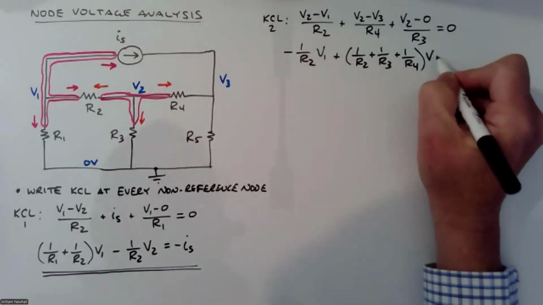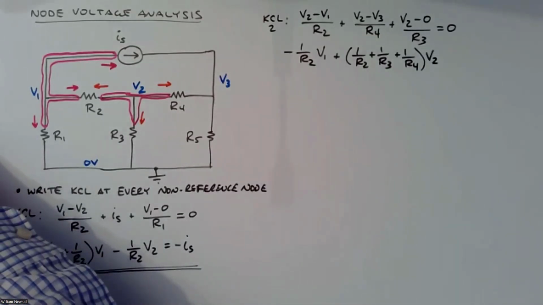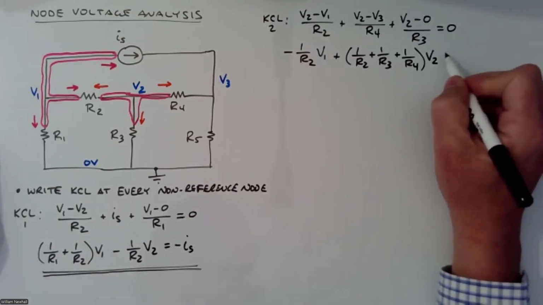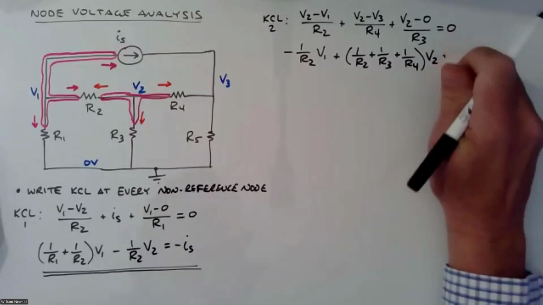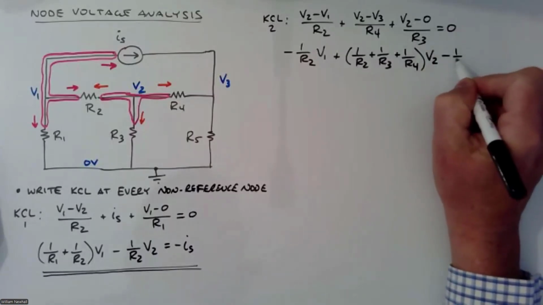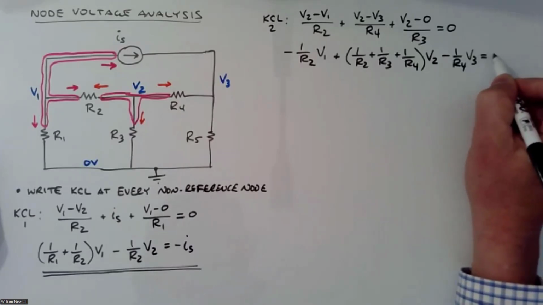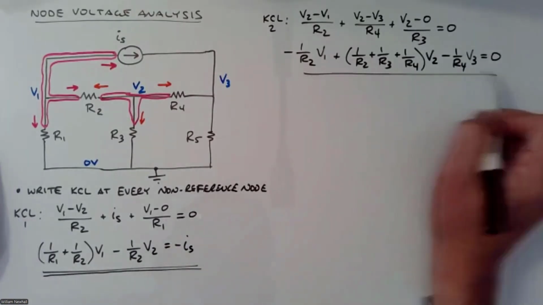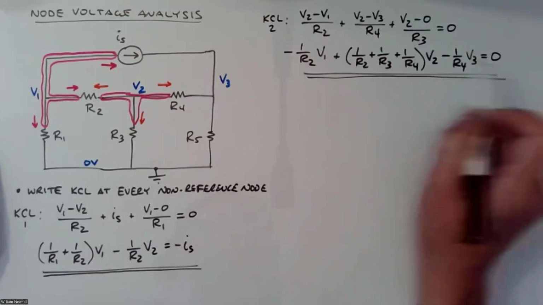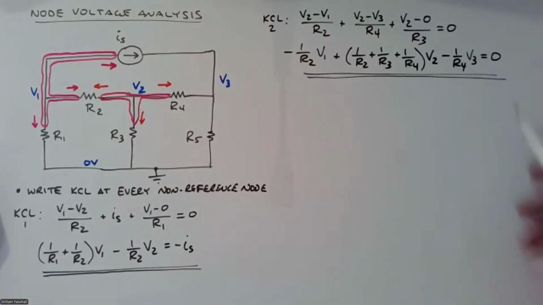It's V2. And then the coefficient of V3 is minus 1 over R4 times V3. And that equals, I have no other constant in there, I have 0. Okay, so that's my second of three equations that I need. I have a number times V1 plus a number times V2 plus a number times V3 equals 0.